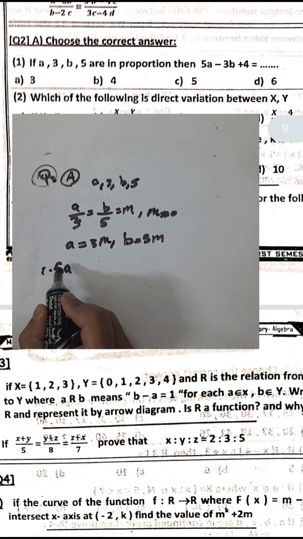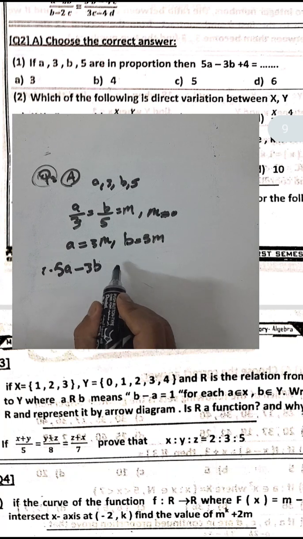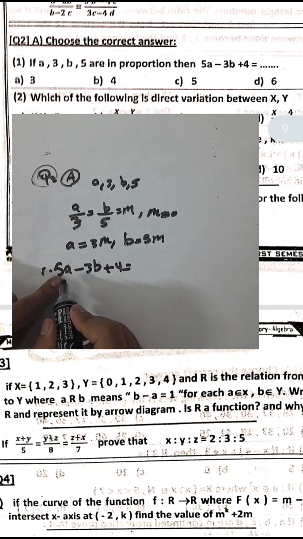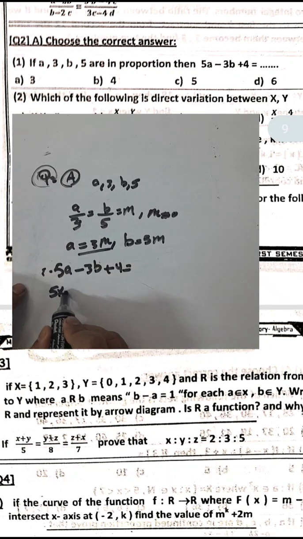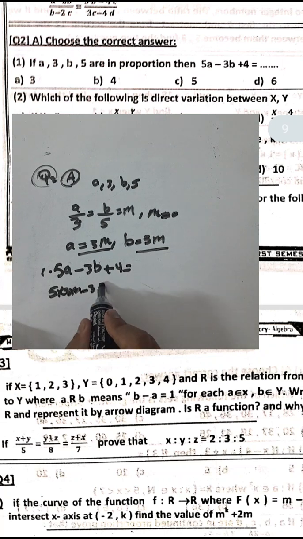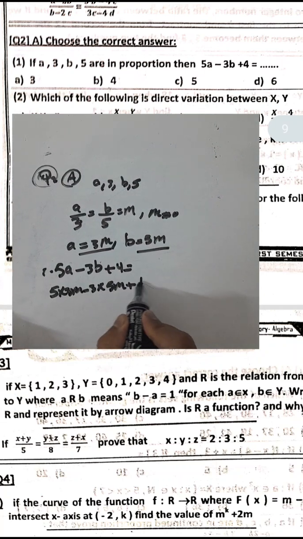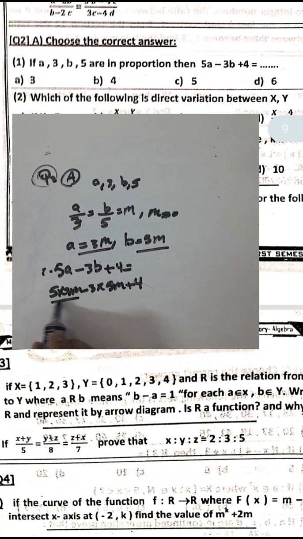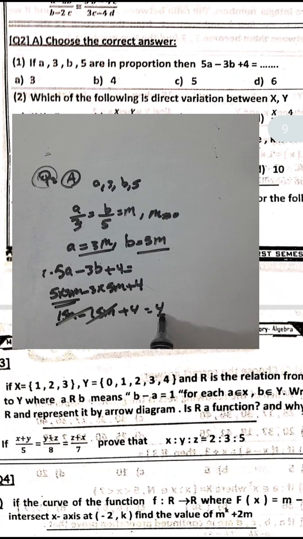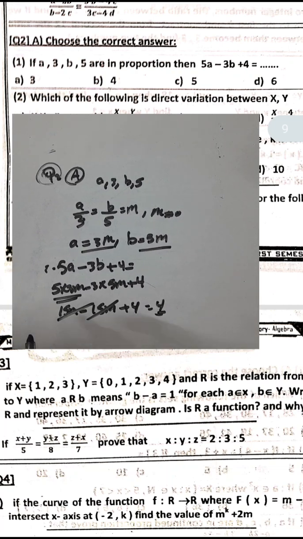Then 5a subtract 3p plus 4 equals 5 times a, 5 times 3m, subtract 3p equal here 5m plus 4. Then the result here will be 15m, subtract by 15m plus 4. We can cancel this by this, the result will be what? 4. Okay, choose letter B.